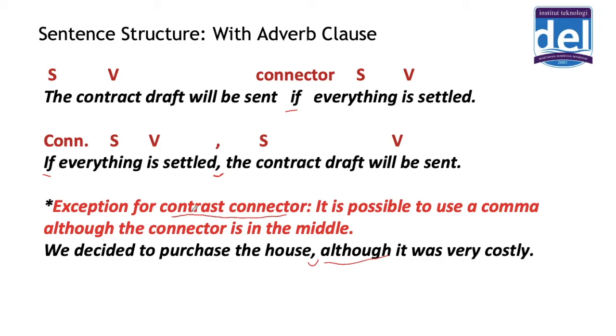Okay, now let's get back to the structure. If the connector is in the middle, then the structure is subject, verb, connector, subject, verb. Meanwhile, if the connector is placed in the beginning of the sentence, then the structure is connector, subject, verb, subject, verb.